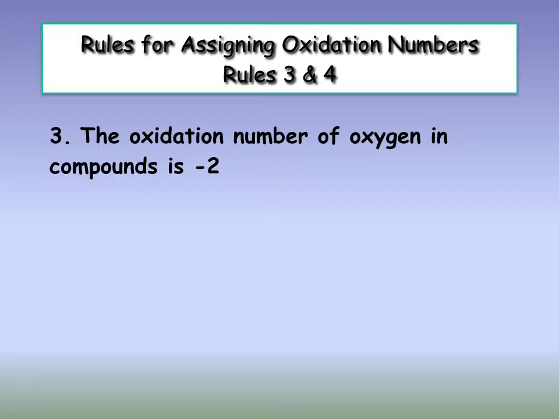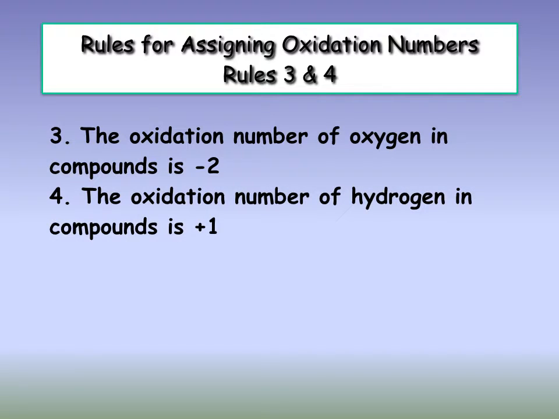The next rule is the oxidation number of oxygen in compounds is always -2. That is not the case if it's in a peroxide, but anything other than that, in general, oxygen is going to carry an oxidation state of -2. The oxidation state of hydrogen is usually +1. So here's an example. We have hydrogen as an oxidation state of +1, and oxygen is going to carry an oxidation state of -2.